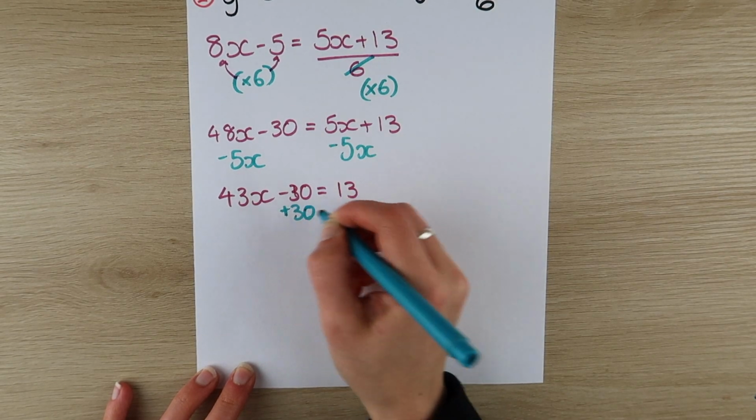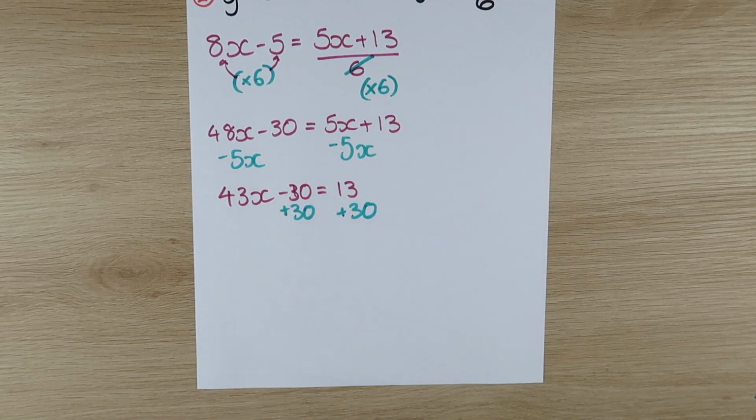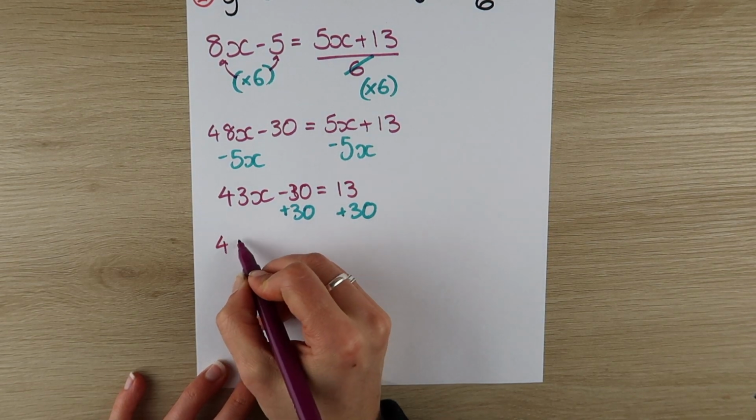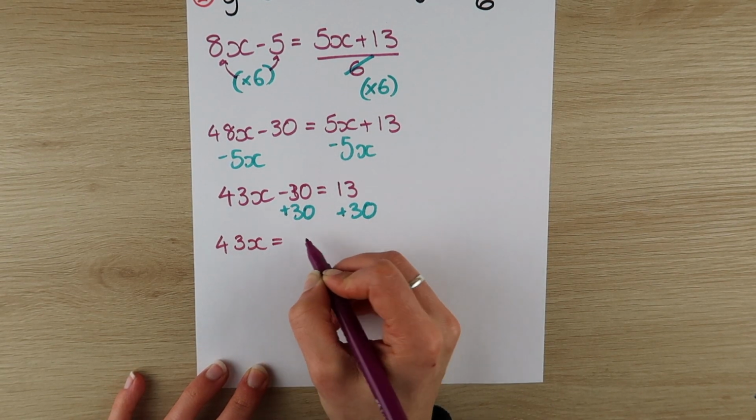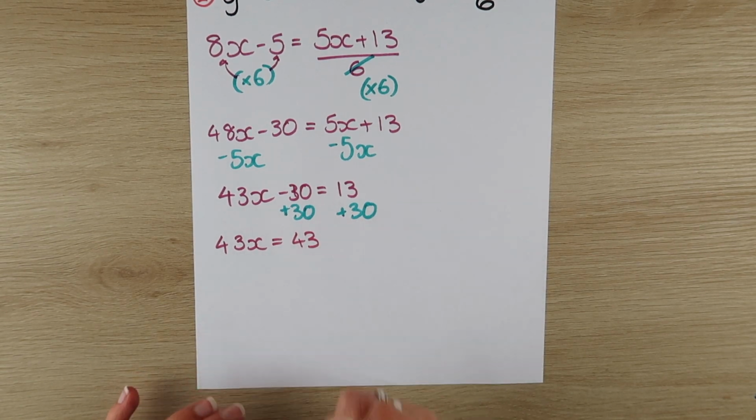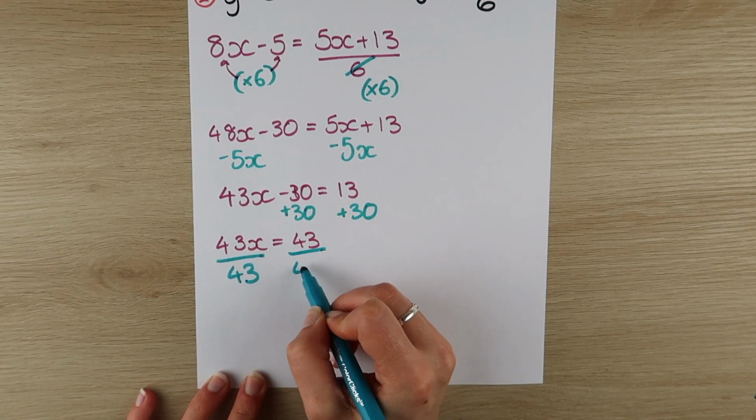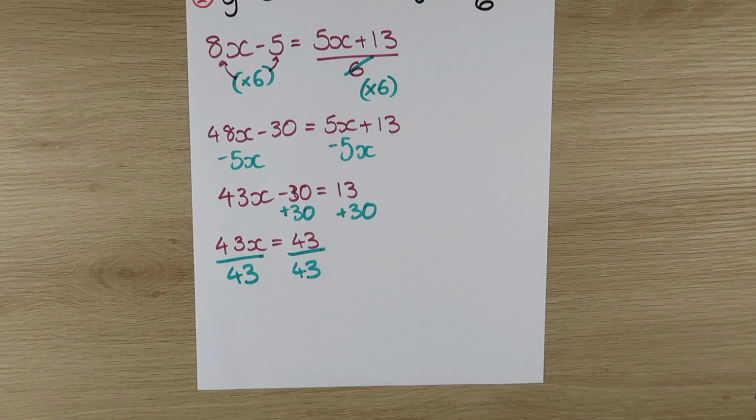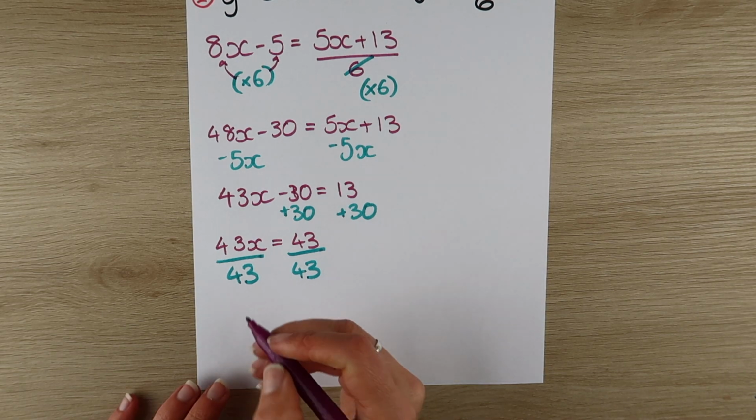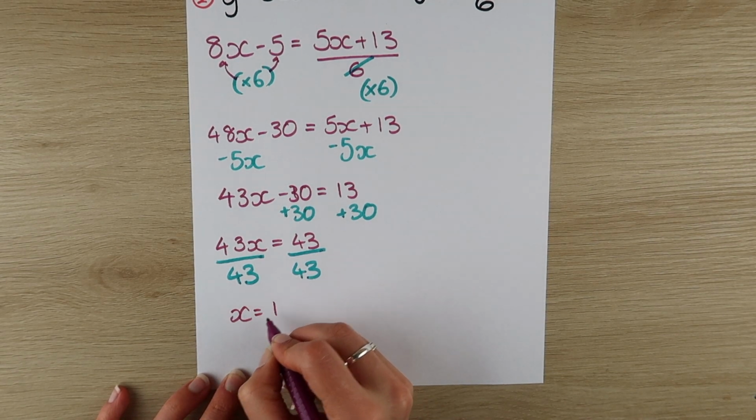Now I want to get my numbers together, so I'm adding 30 to both sides. This now becomes 43x is equal to 43. Final step to get x by itself is divide by 43, and as you can see, we are left with x is equal to 1.